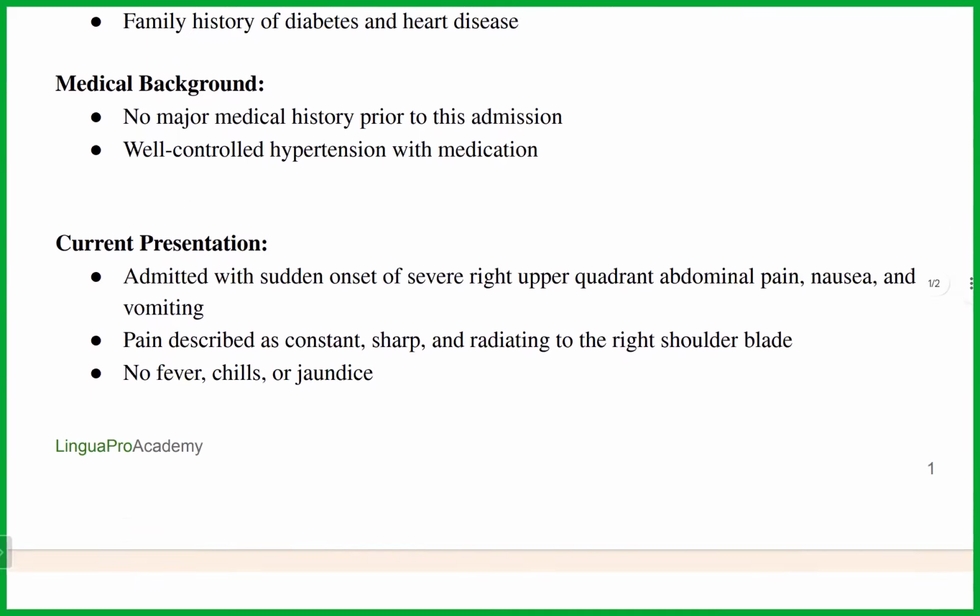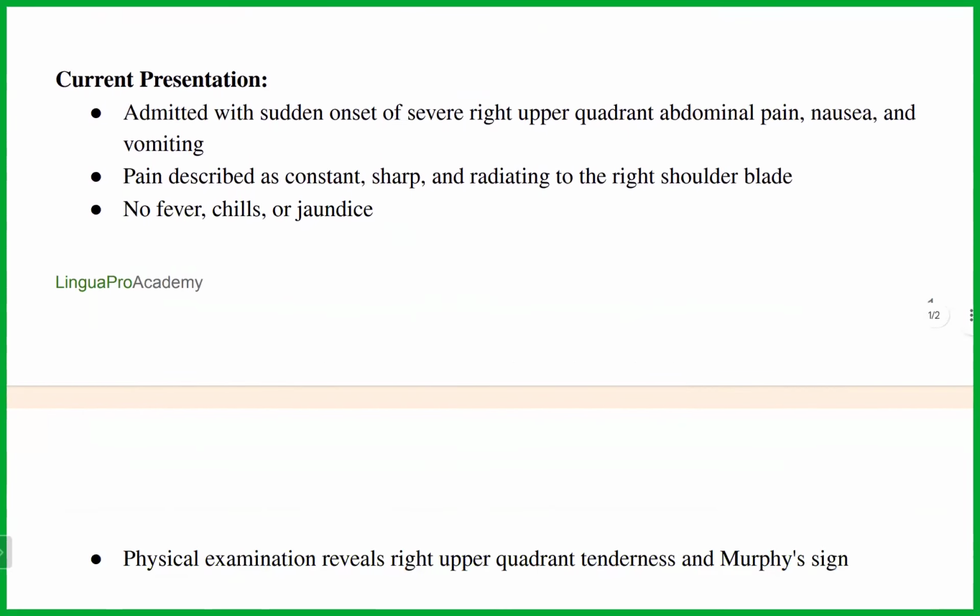Coming to the current presentation, after admission, the patient is admitted with a sudden onset of severe right upper quadrant abdominal pain, nausea and vomiting. The patient got admitted in our hospital. What are the complaints? The complaint is severe right upper quadrant abdominal pain, nausea and vomiting. The pain is described as constant, sharp and radiating to the right shoulder blade, with no fever, chills or jaundice.